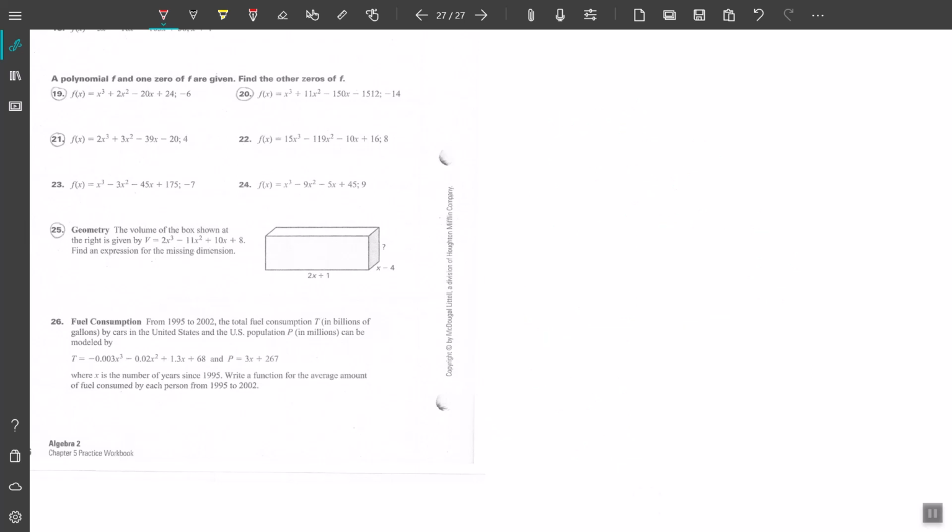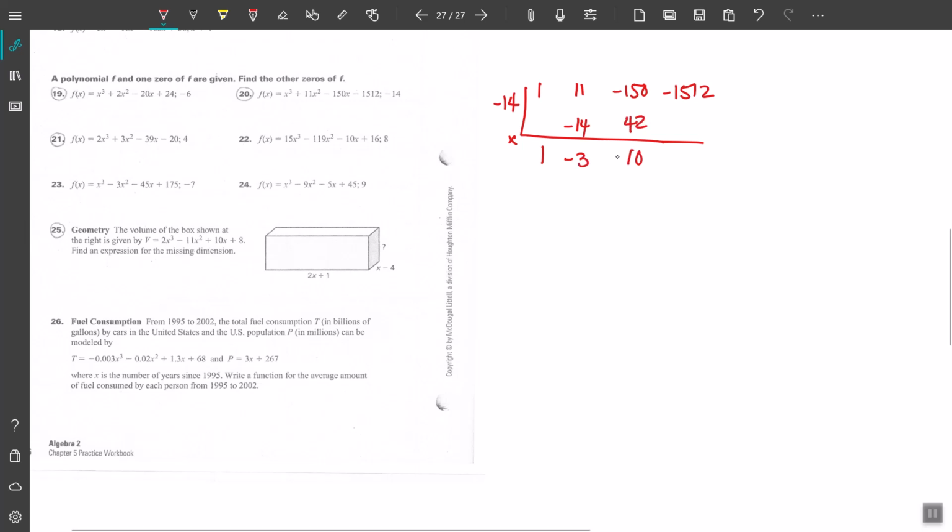Now we're going to go through those same steps again for number 20. They told me one of my zeros is -14. Write the coefficients in. Drop the 1 down. Multiply. So doing the math quickly. All right, unfortunately we get another remainder of 0. All right, so go back to my polynomial.